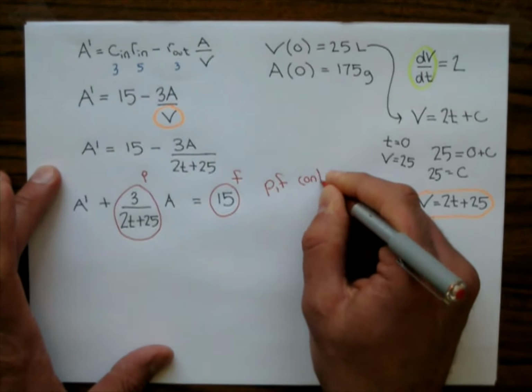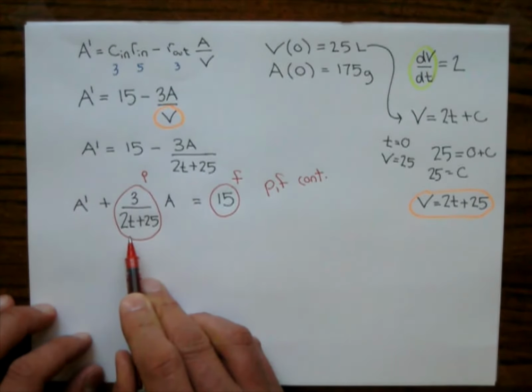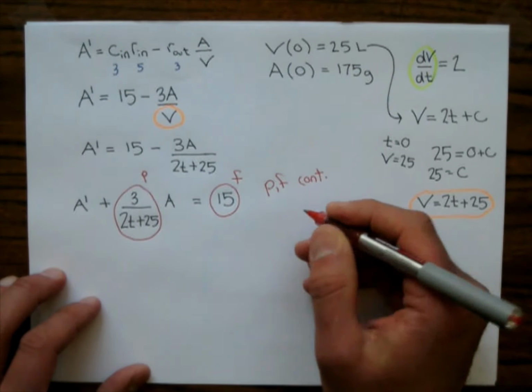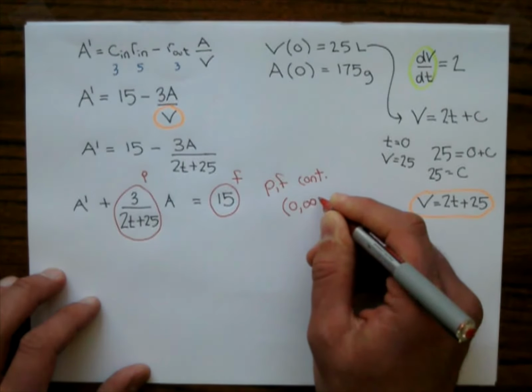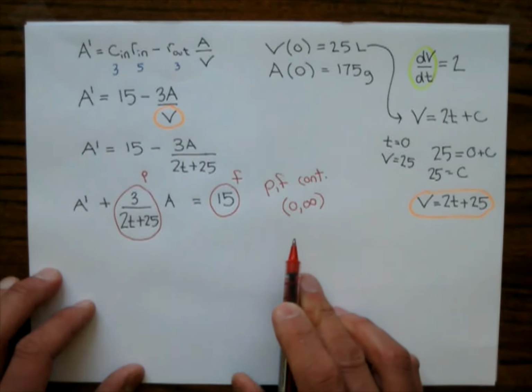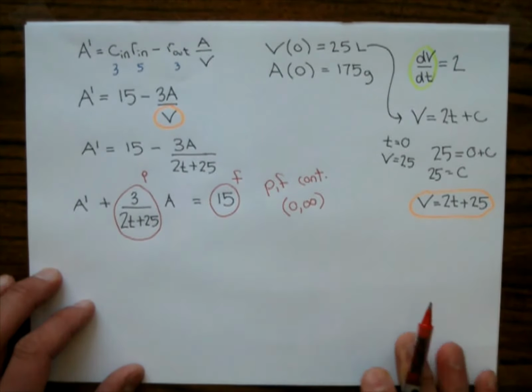P and f are continuous, not for all real numbers. This right here, time would be a negative. That would make it 0. So I'm going to say it's continuous from 0 to infinity, because that's all we're really concerned about. This is an experiment that starts at time 0, and I should have maybe put a bracket there, but I don't think it matters.